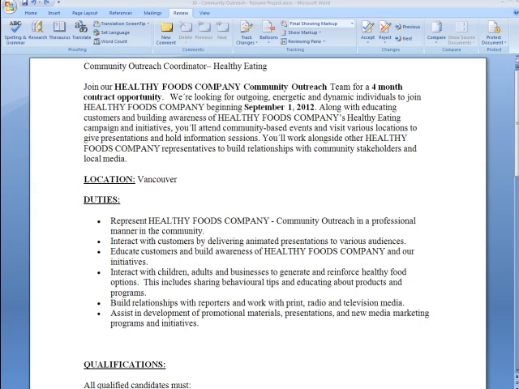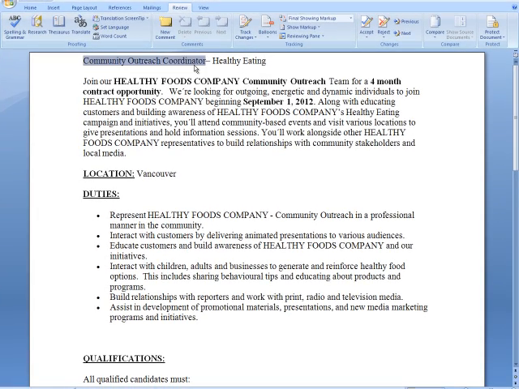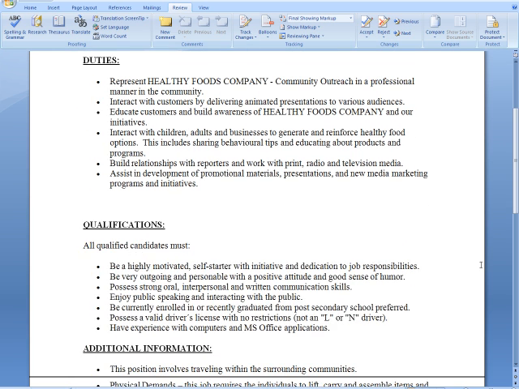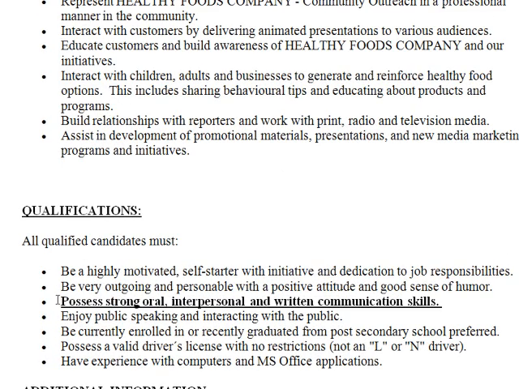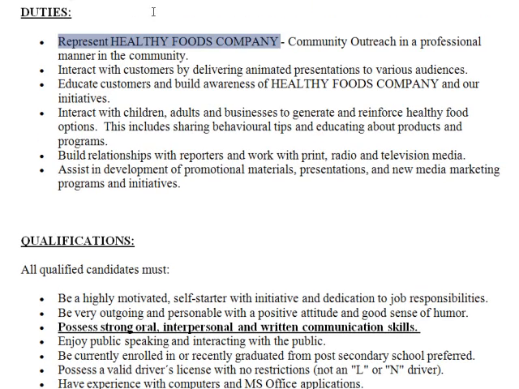Now let's look at the job description for a community outreach coordinator to see what accomplishments we should focus on in our resume. One of the key qualifications in this job is strong oral, interpersonal, and written communication skills. You'll need these skills because this company is looking for you to represent the company, deliver presentations, interact with the public, and develop promotional materials.